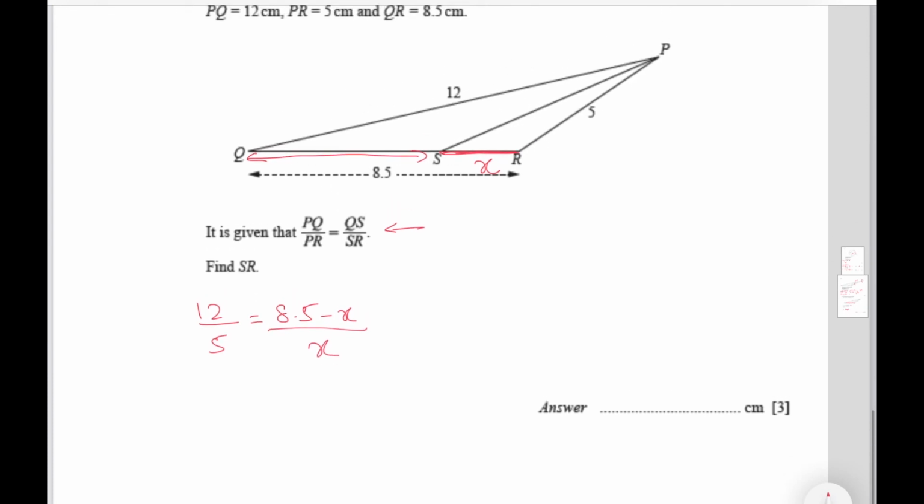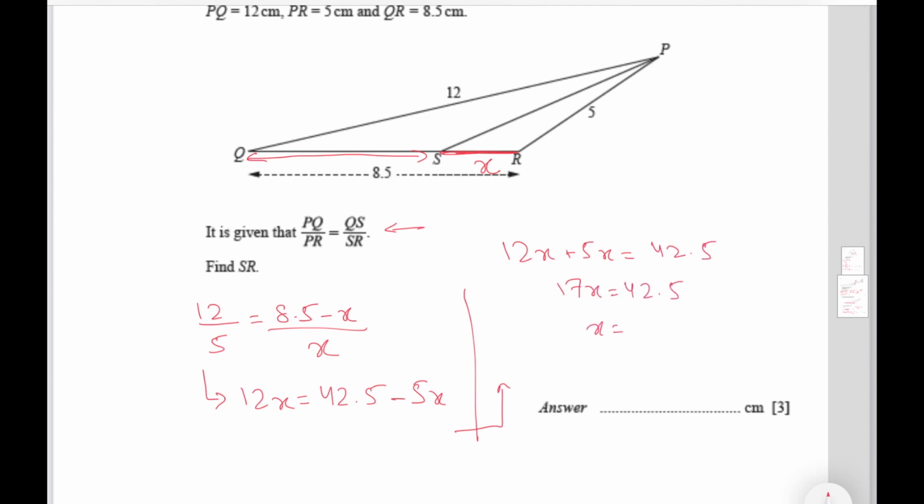Now we cross multiply them. When we cross multiply them, this becomes 12X equal to 5 times 8.5. 5 times 8.5 gives us 42.5 minus 5X. So this negative 5X comes to the left side. This becomes 12X plus 5X equal to 42.5. This becomes 17X equal to 42.5. So X comes out to be 2.5. That means SR is 2.5.